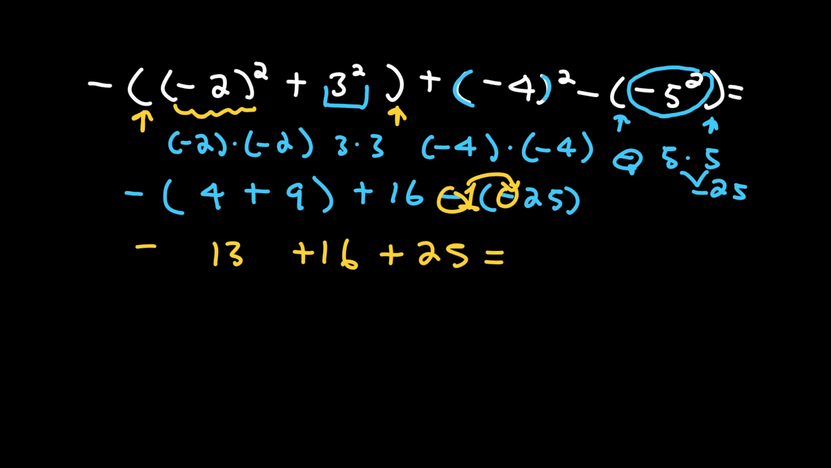And now let's remove the brackets, guys. There's nothing else to do within the brackets. And let's take the negative sign and put it closer to 13. Now, negative 13 plus 16 is 3, plus 25. Now, 3 plus 25 is 28. Now, did you get 28?